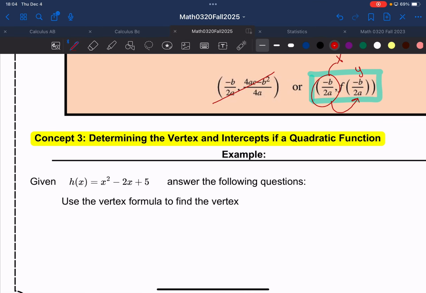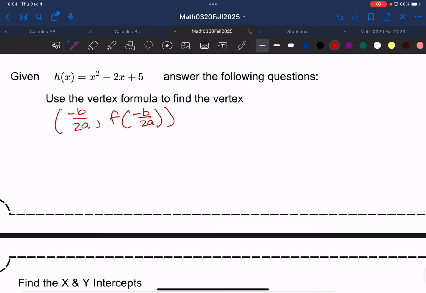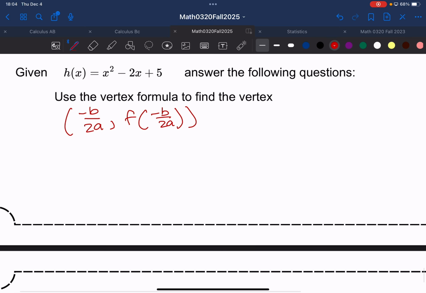Okay, so it says, given the function, answer the following questions. It says, use the vertex formula to find the vertex. So I'm going to just rewrite it down here so I can zoom in a little bit more. And just recall that since this is in standard form, we have our a value, which is 1, our b value, which is -2, and our c value, which is 5. The only ones we care about, though, are the a and b values.